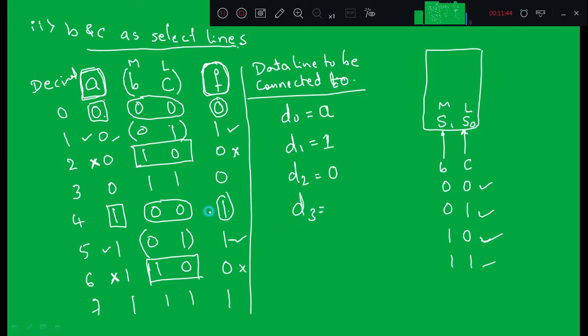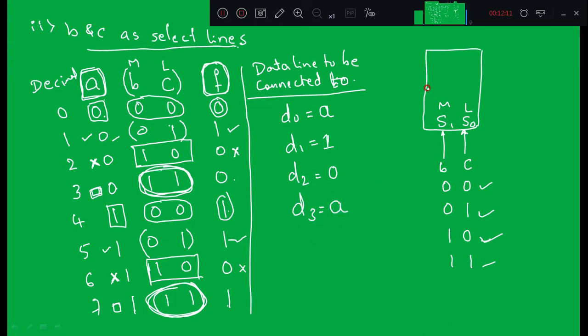And coming to the last one, that is 1, 1, right? What is the value of A here? It is 1, right? For 1, 1, when A is 0, output is 0. When A is 1, output is 1. The output is same as A. So D3 is equal to A, right?